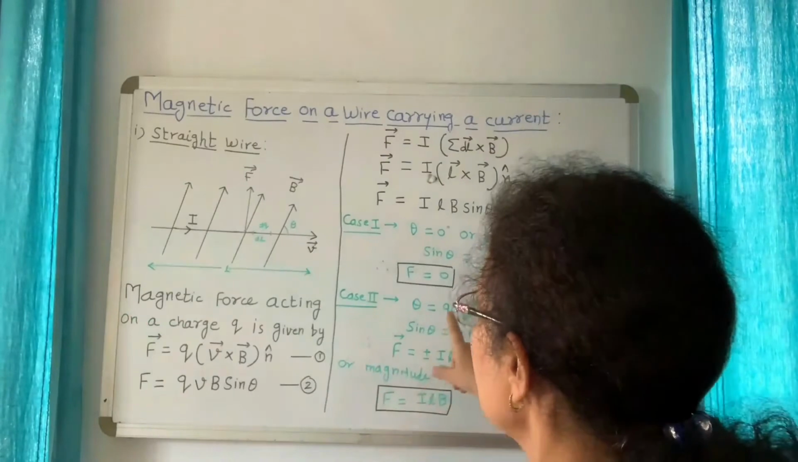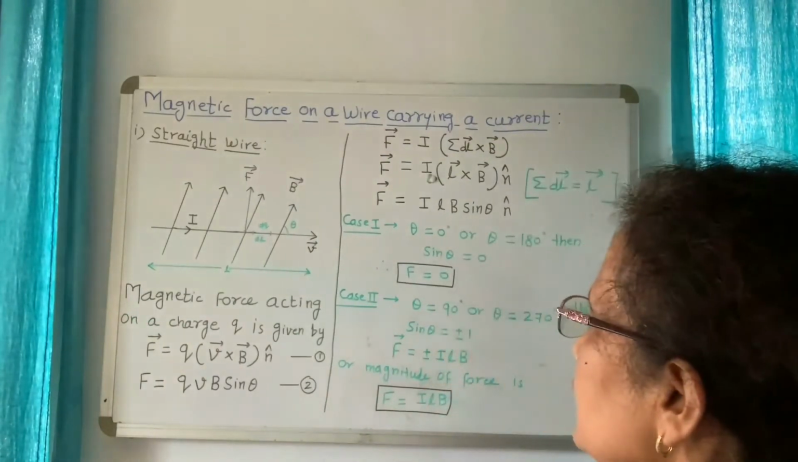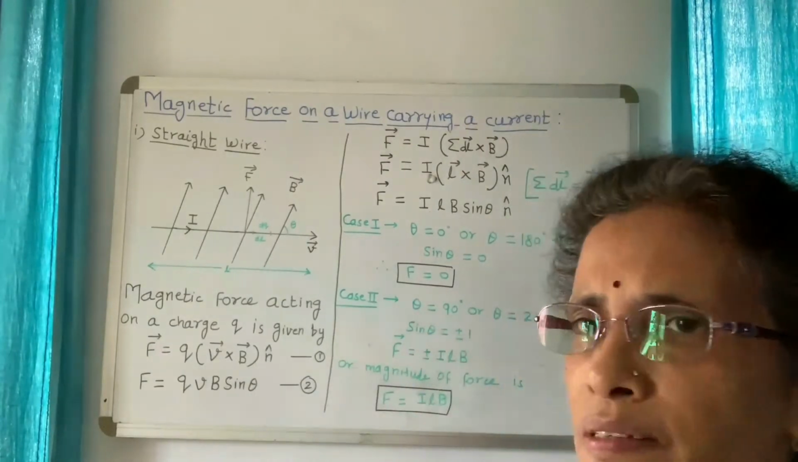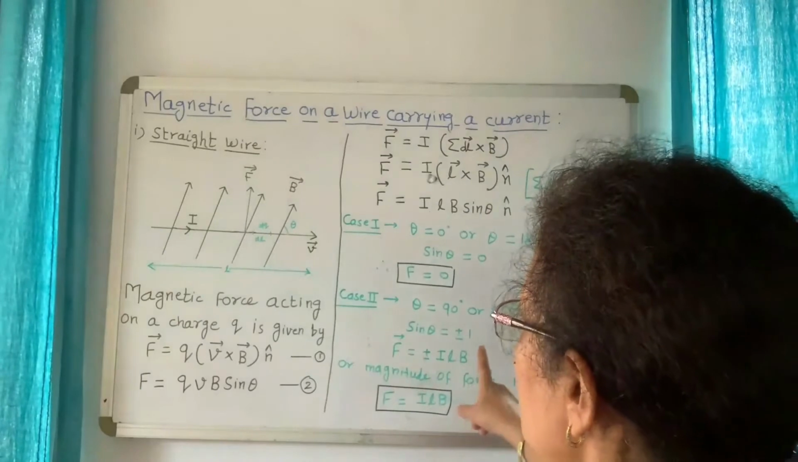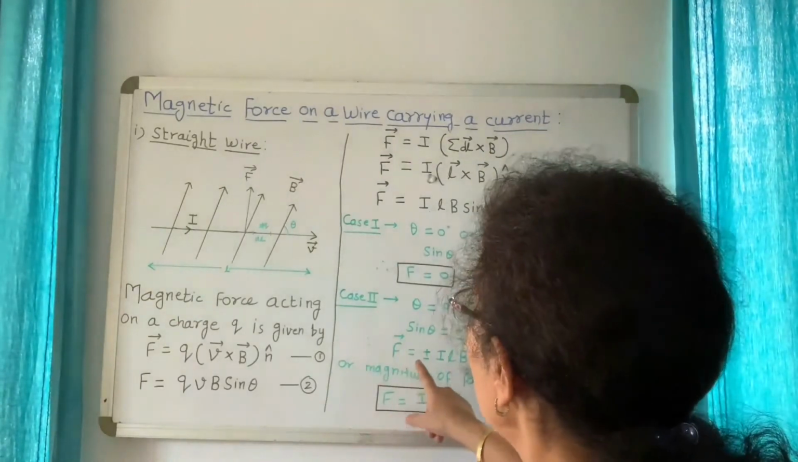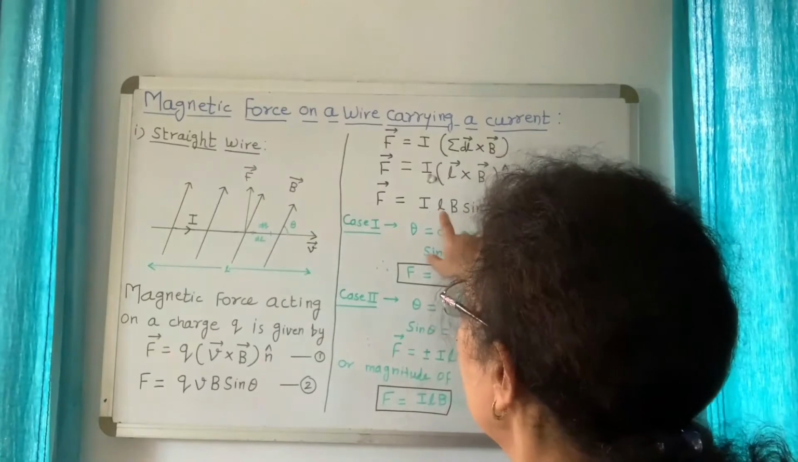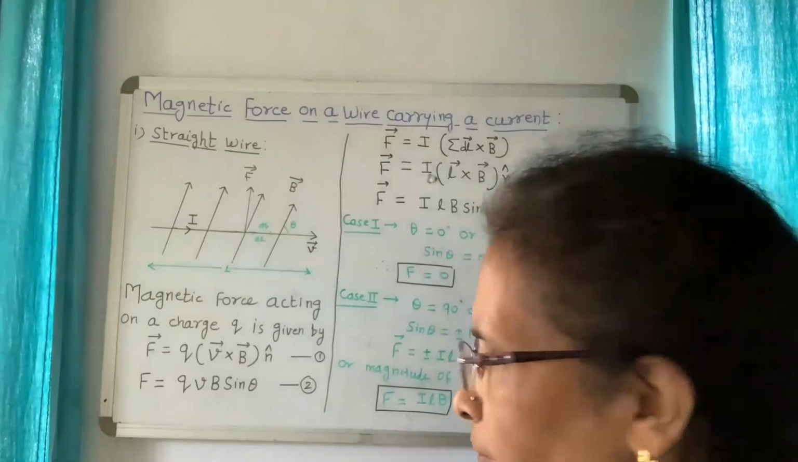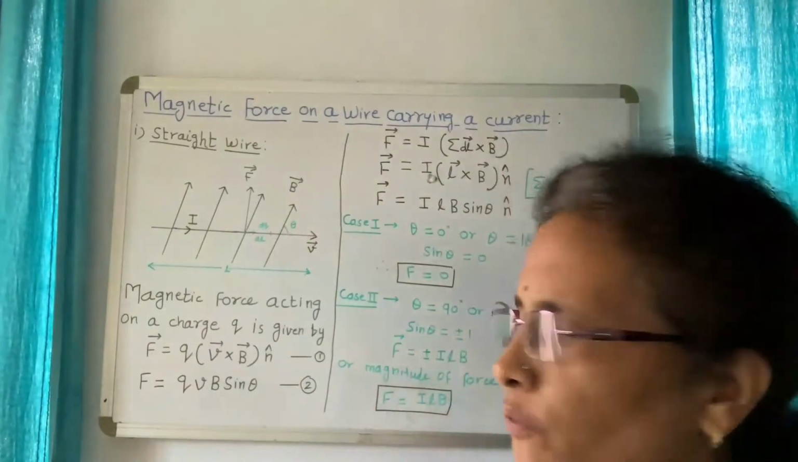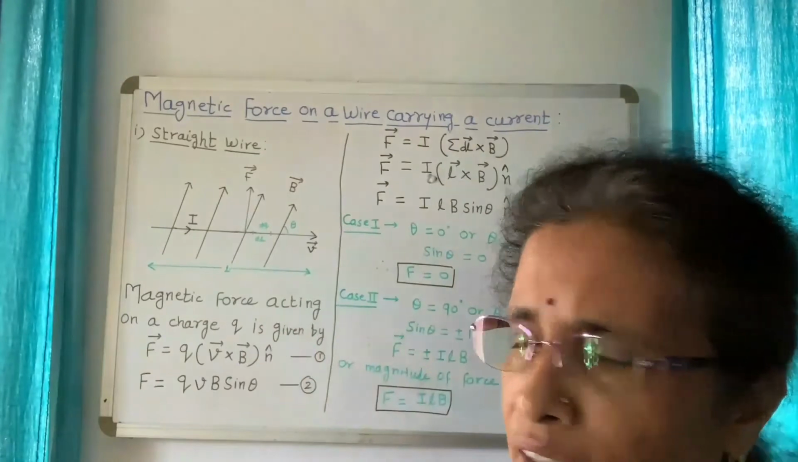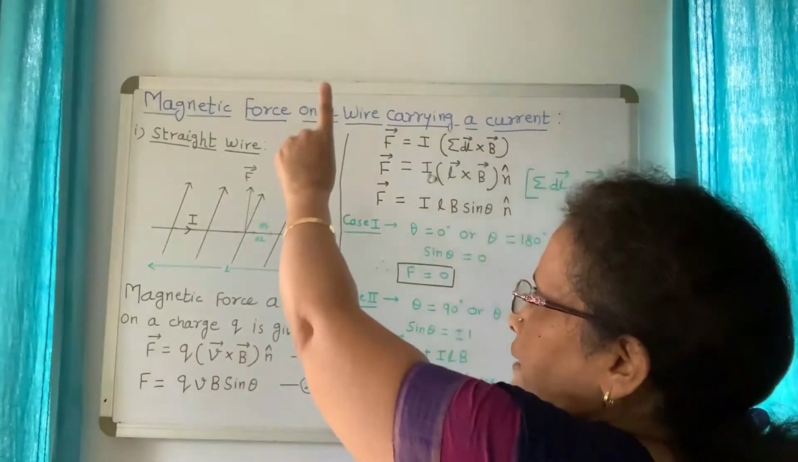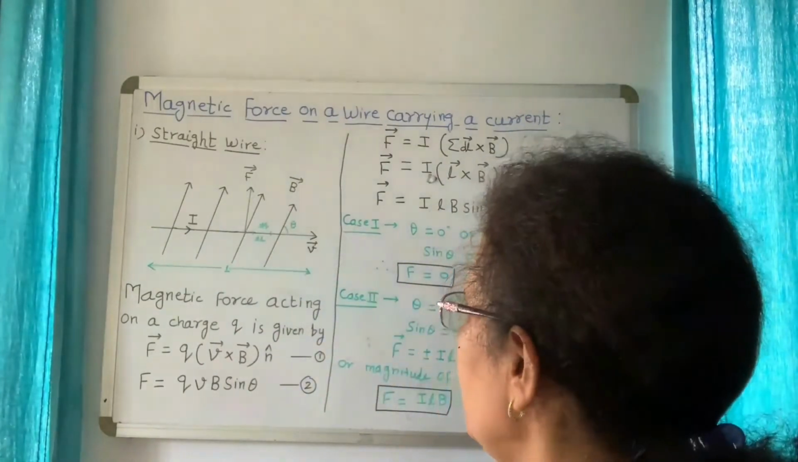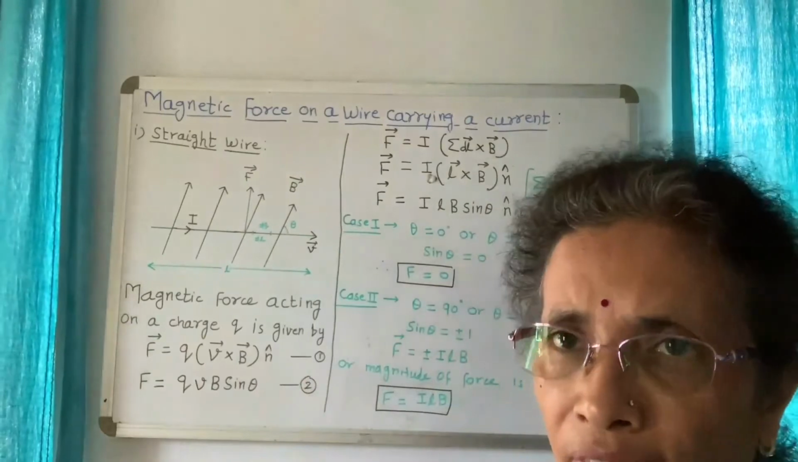So if theta is 90 degrees or 270 degrees, then sine theta will equal plus 1 or minus 1. For sine 90 it is plus 1, and for sine 270 degrees it is minus 1. So force will equal plus ILB, since sine 90 is 1, and ILB sine 270 is minus 1, so it will be minus ILB. Plus ILB means it is acting in the upward direction, and minus ILB acts in the downward direction. So the plus-minus sign indicates that the directions of the force are reversed.